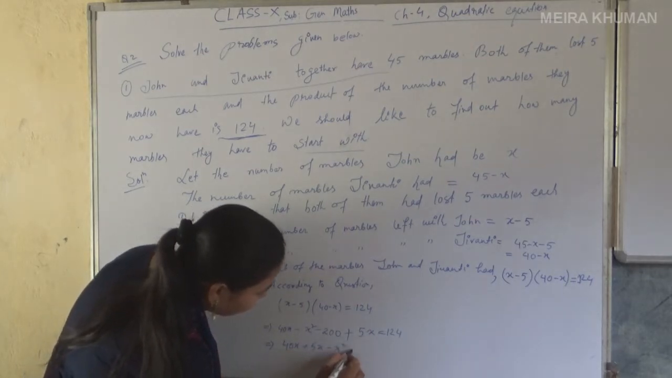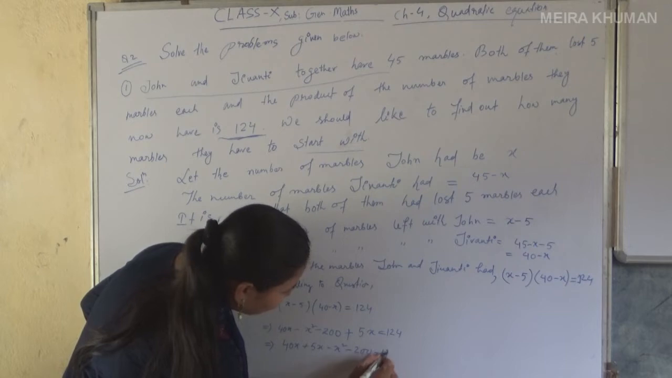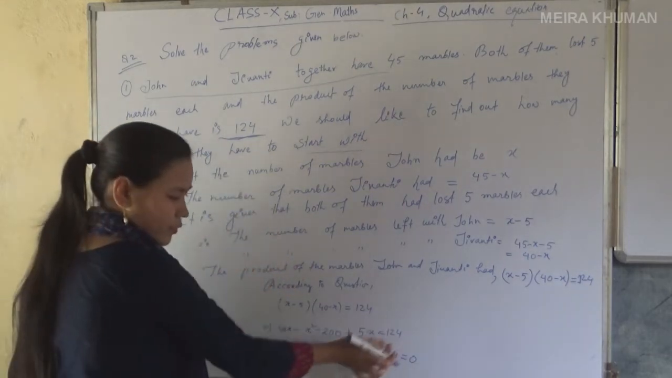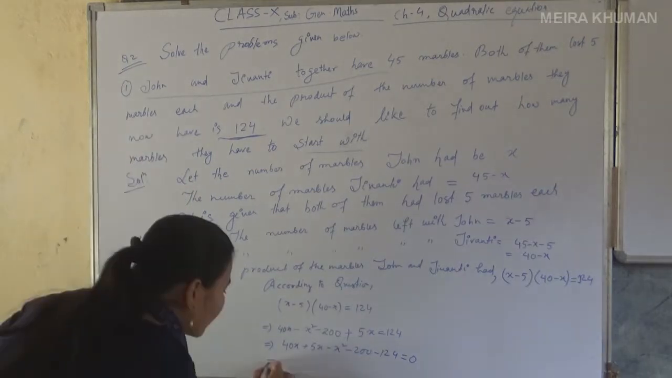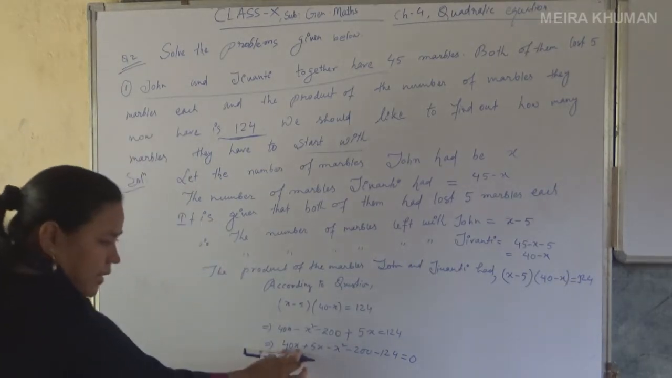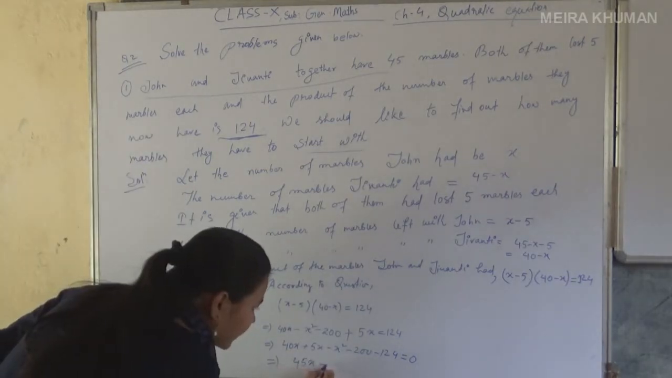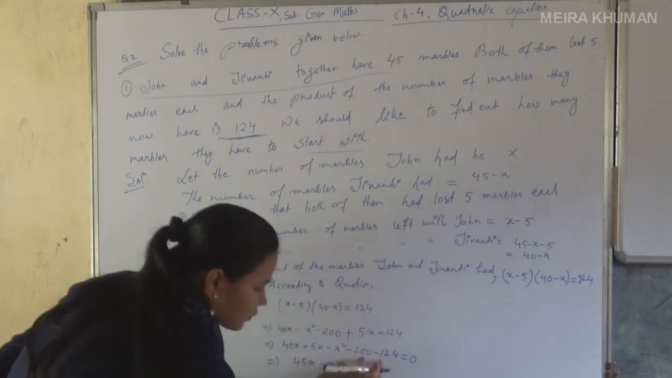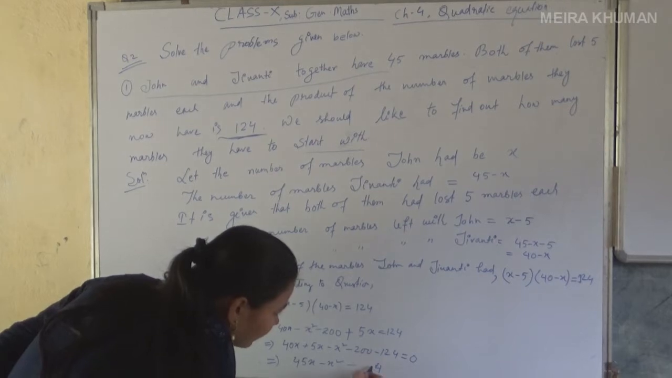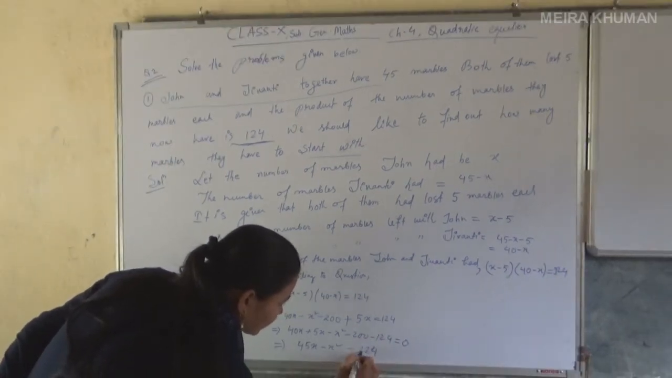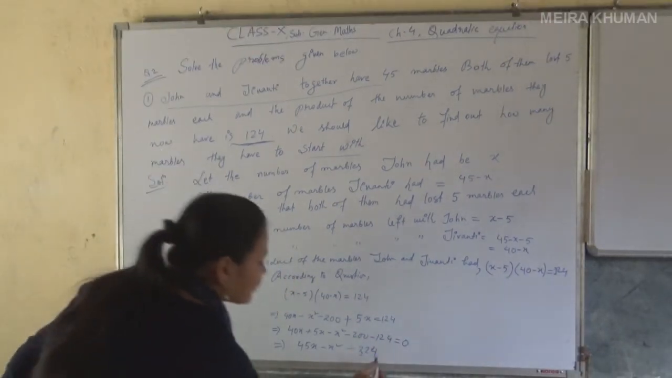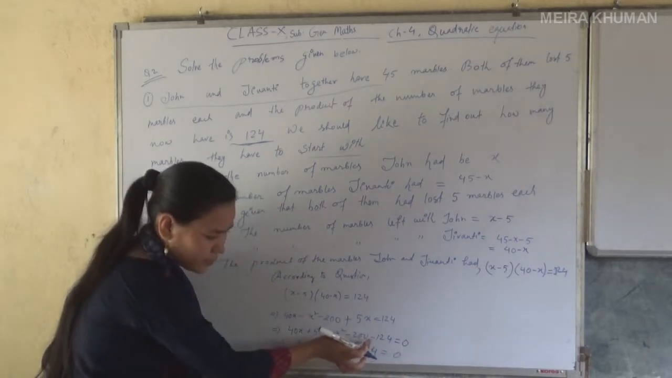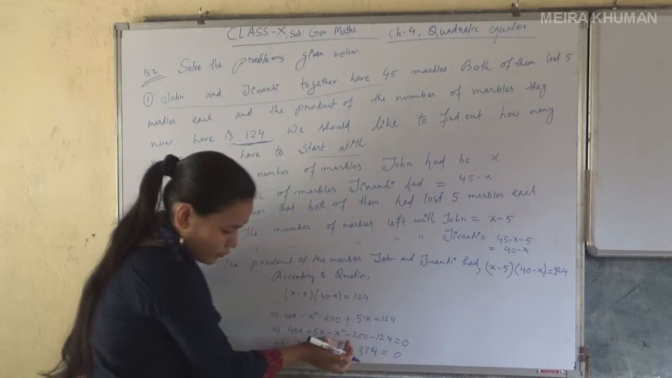In the next line, 40x and 5x, write on the left hand side: minus x square minus 200 minus 124 equal to 0. This 124 you should bring here. Then plus 45x minus x square minus 324 equal to 0. After that, which one is bigger? 124 or 200? The sign is minus.